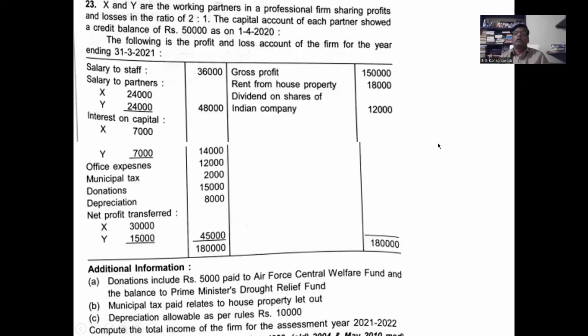This is the exercise number 23. Now I'll go to exercise number 24.